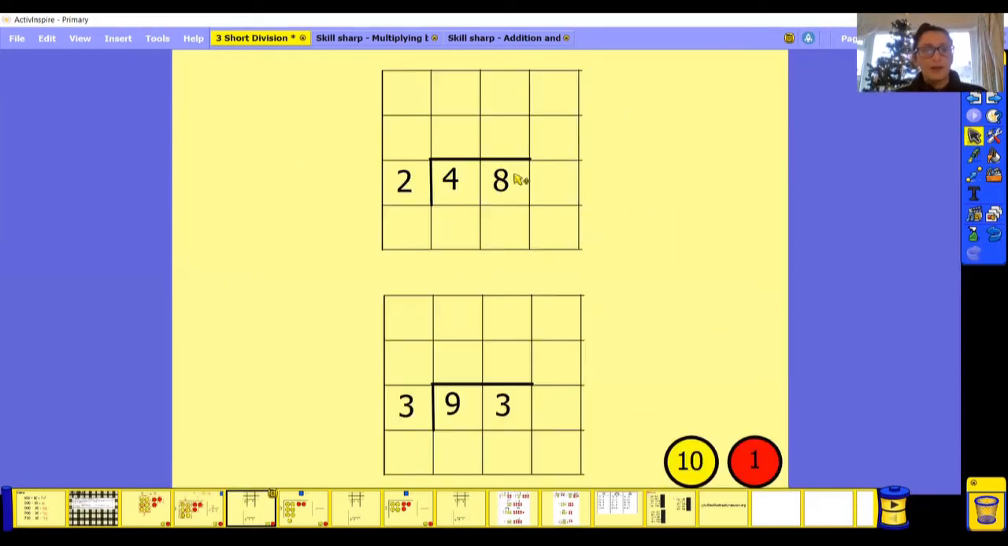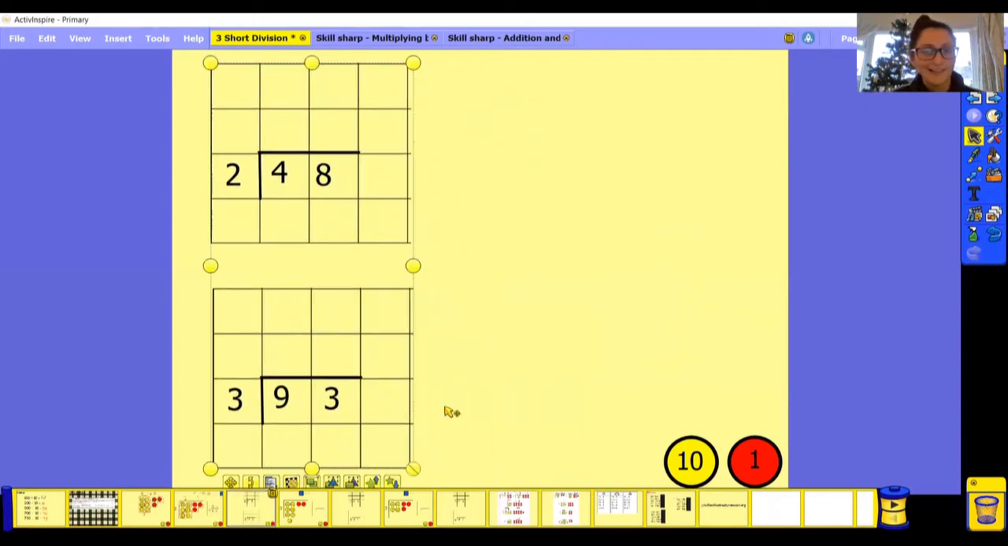So I'll move these. Oops, try not to do that. There we go. Okay, so it's up to you if you want to pause here and have a go with it. Remember, you don't have to use these tens and these ones. If you know your times tables really well, you will be able to do this, okay? So I'm going to show you both ways in a second.